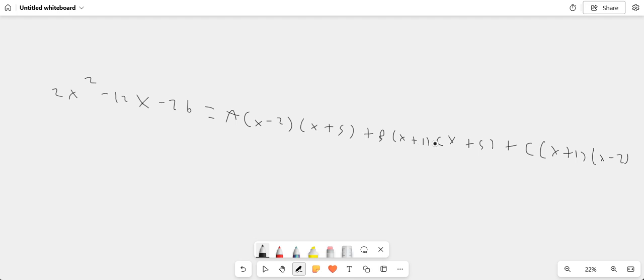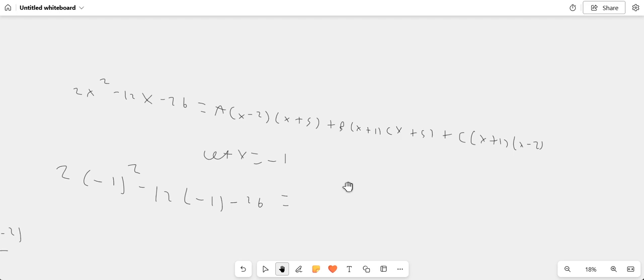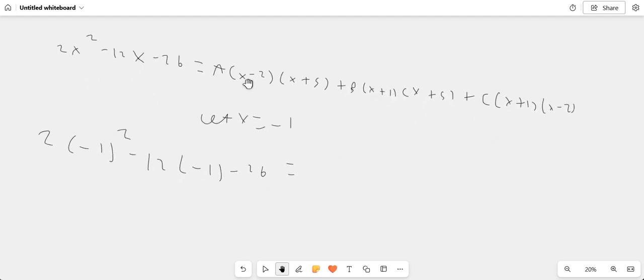So let's eliminate the ones that have x plus 1 first. So let x equal minus 1, okay? 2 open bracket minus 1 squared, minus 12 open bracket minus 1, minus 26. That's substituting into the left hand side. Into the right hand side, just believe me, put minus 1 in there. Minus 1 minus 2, that's minus 3. Minus 3 plus 5 is 4, yeah? 3 times 4 is minus 12. So that's going to be minus 12a.